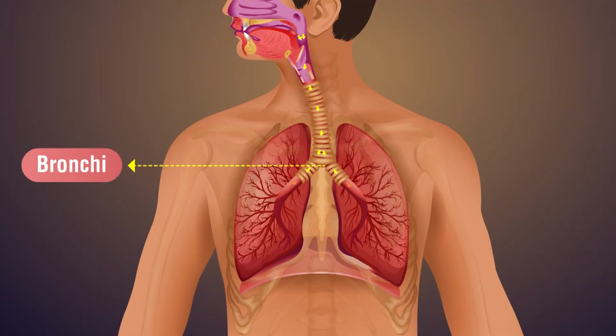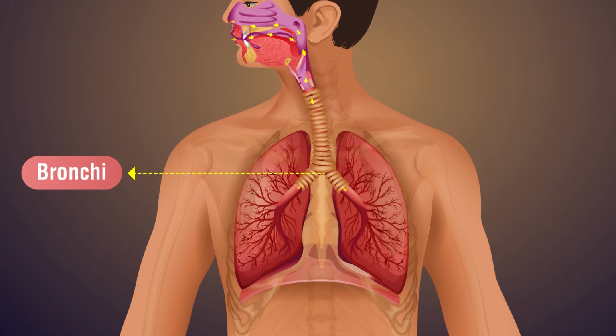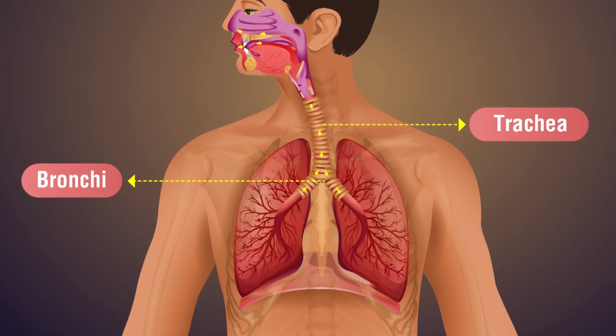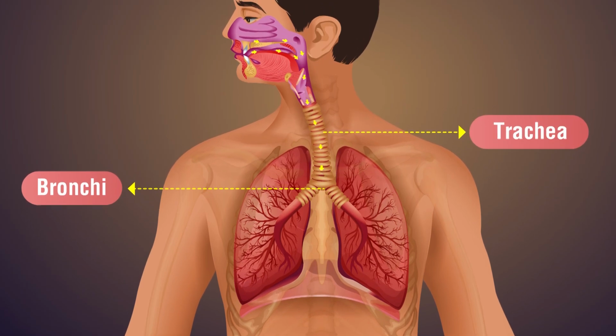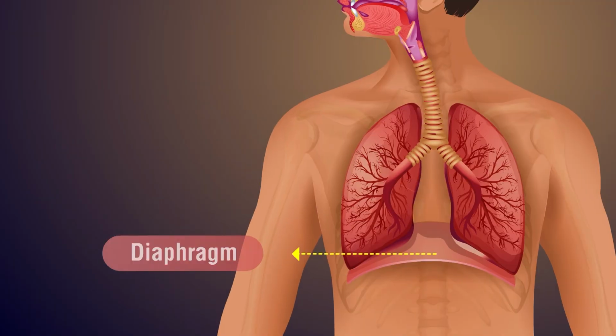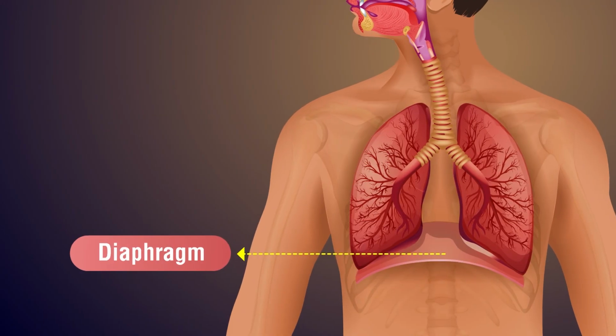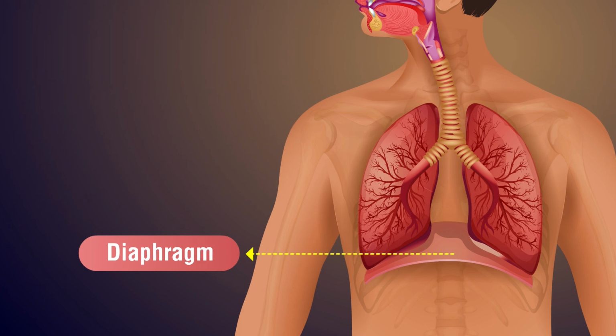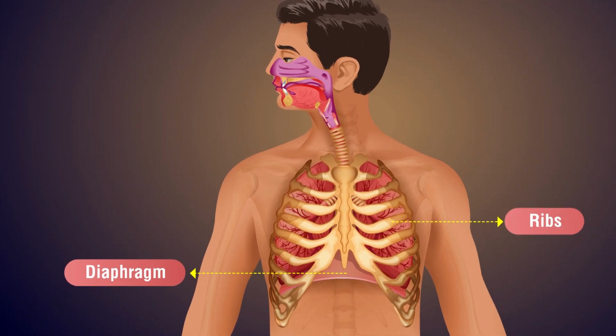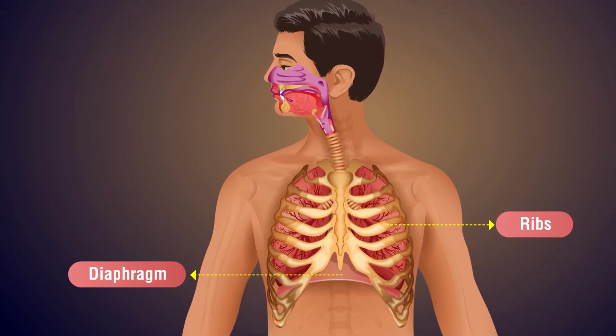The bronchi or bronchial tubes at the bottom of the trachea are attached to both lungs, which carry the air to alveoli. The diaphragm is the muscle which helps the lungs to pull the air in and out, and the ribs are the bones which protect the lungs.